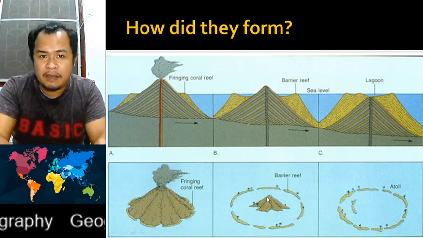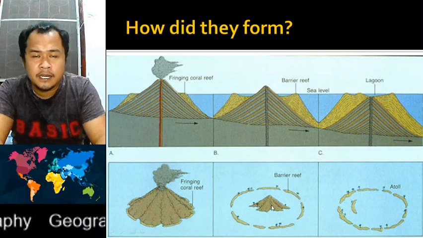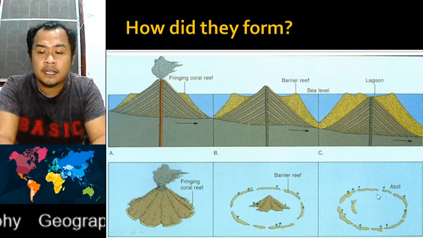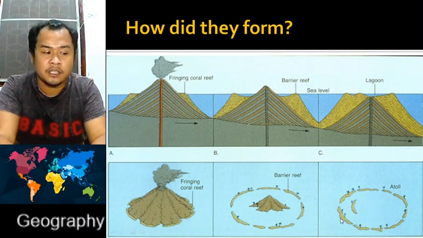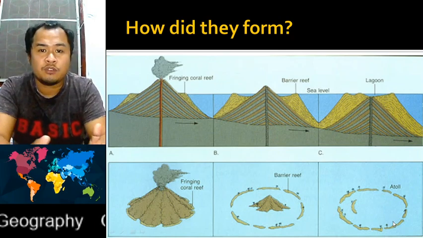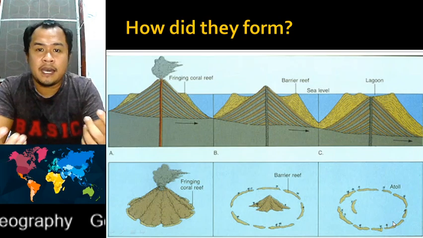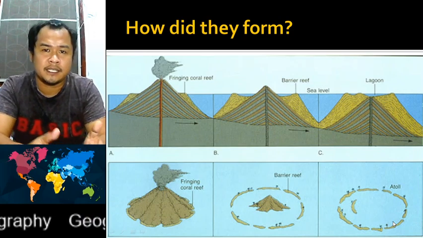And after many millions of years, when all of this island has disintegrated and eroded, there is not much land in the middle anymore. It's now just a circular formation of coral reefs. This is what we call an atoll. So as I mentioned a while ago, it is a succession.